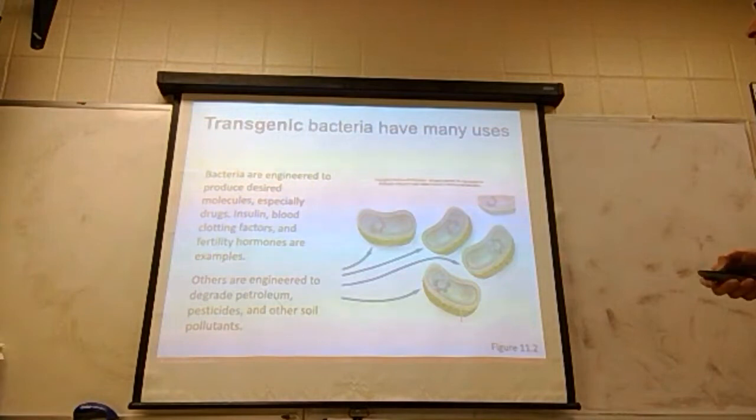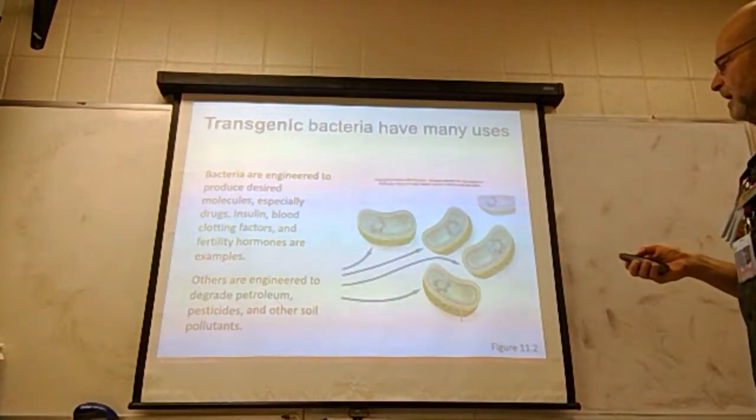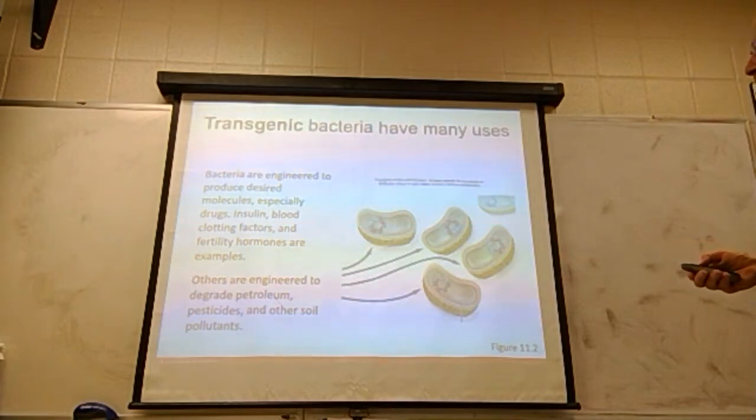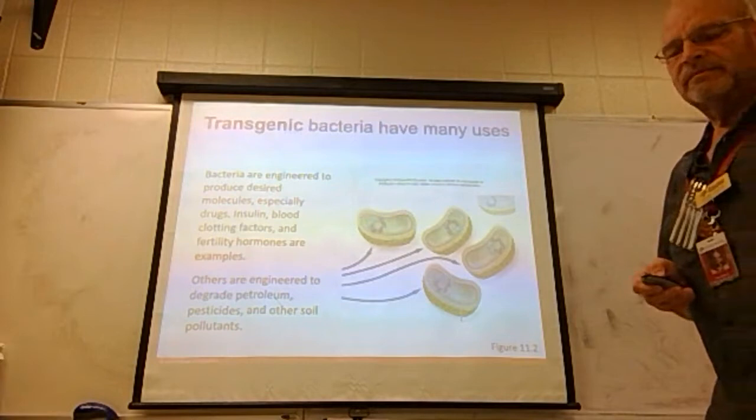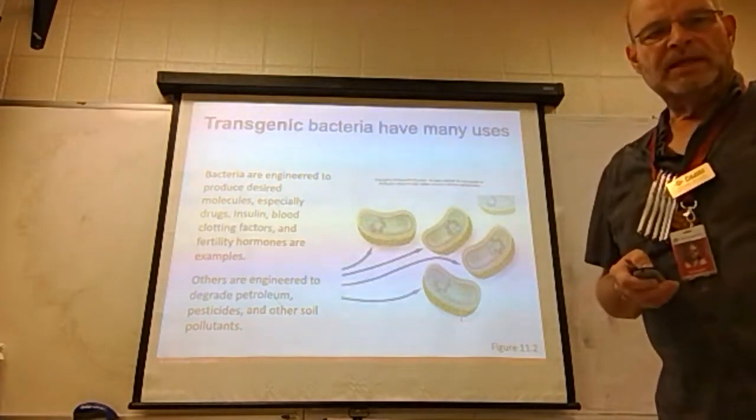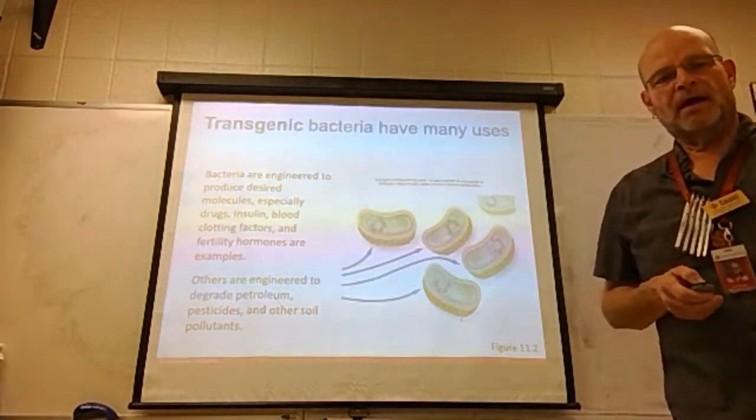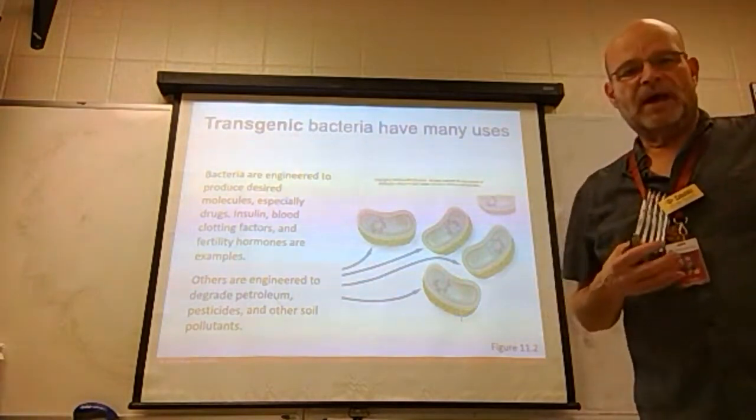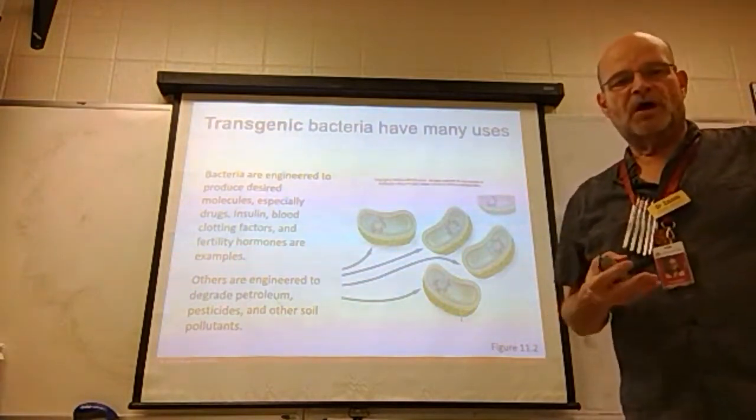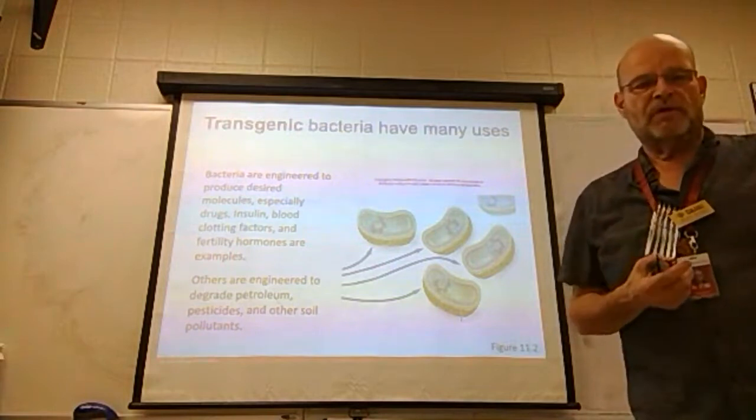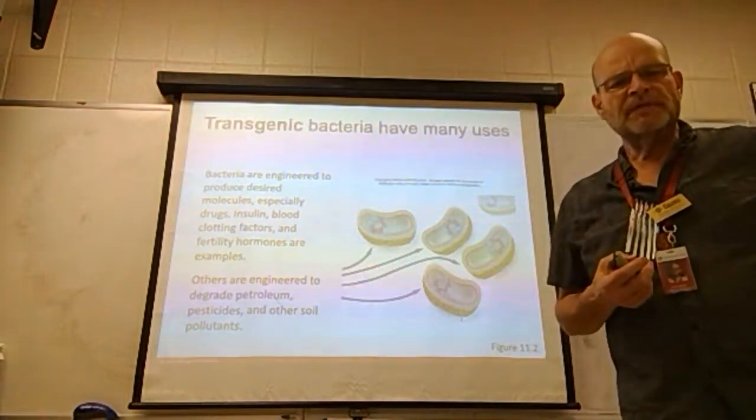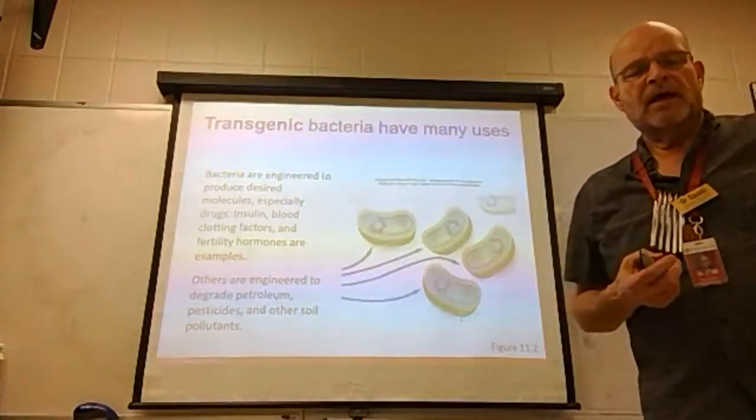Bacteria can be engineered to manipulate DNA. Bacteria can produce desired molecules, especially drugs. Insulin, the treatment for type 1 diabetes. Historically, insulin came from pigs. If you were a diabetic 40 years ago and you were injecting yourself 3 or 4 times a day with insulin, that insulin came from pigs.